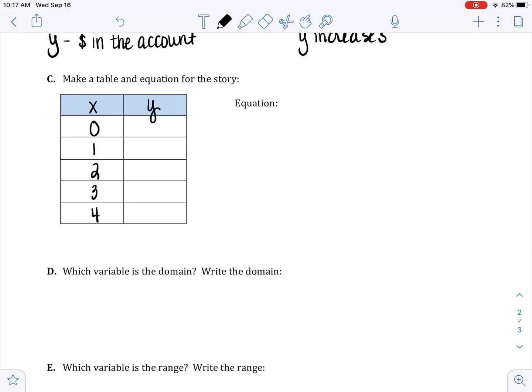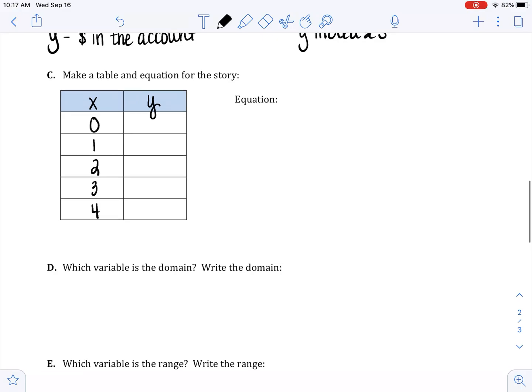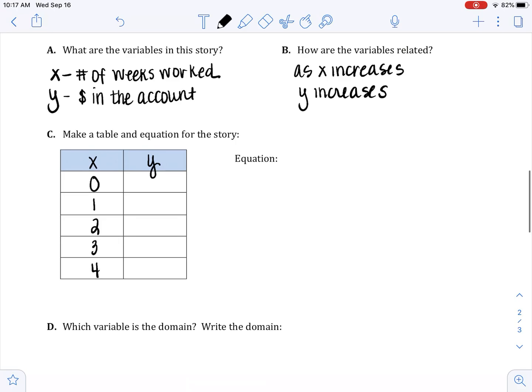So we're telling you you're looking at a whole entire week. He's either working the whole entire week or he's not working at all that week. All right, so how much will be in his account after 0 weeks?